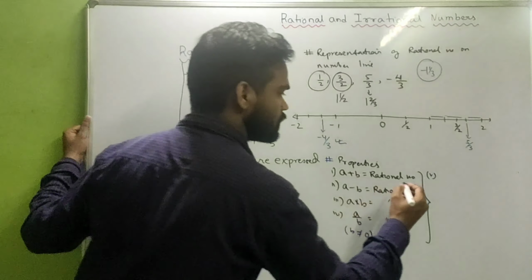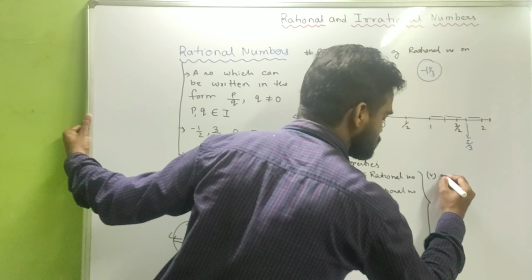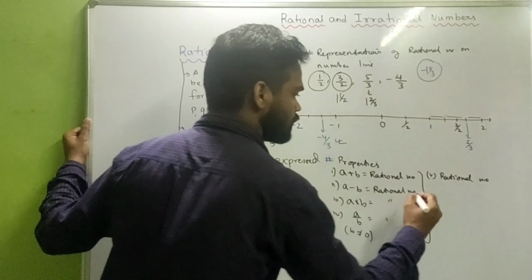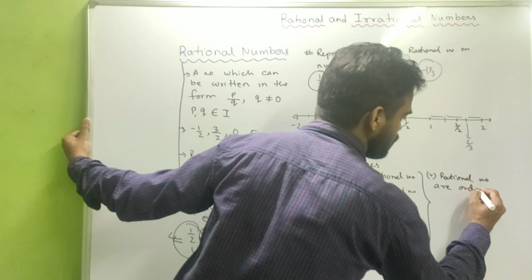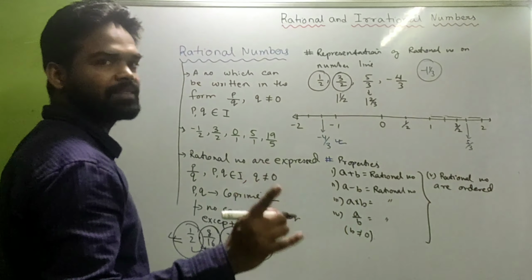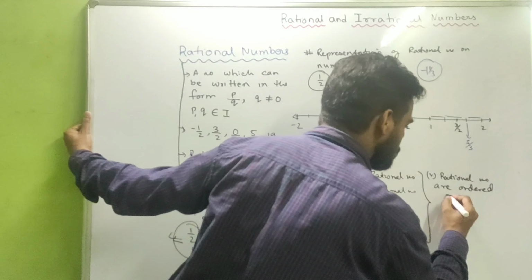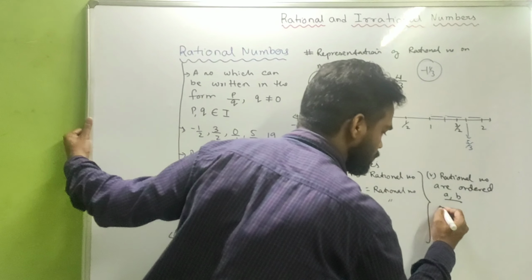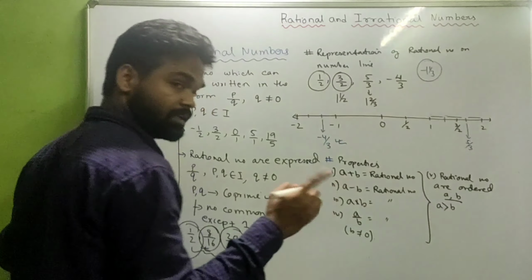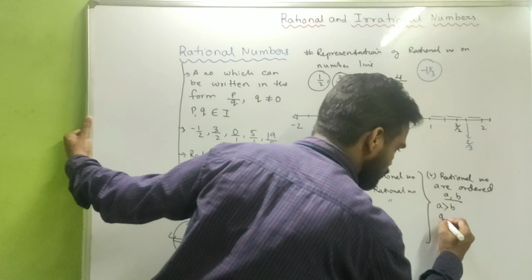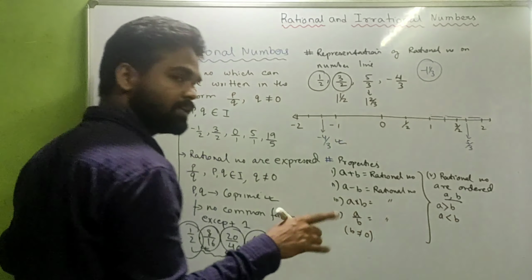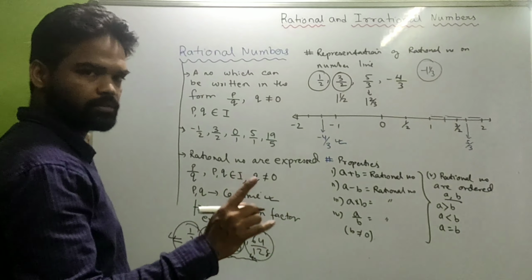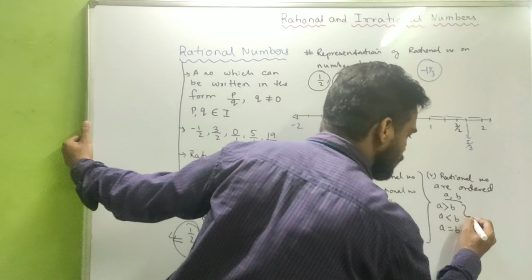Then this is interesting. Rational numbers are ordered. What do I mean by that? Suppose you take 2 rational numbers, then 3 cases will arise. The first one will be greater than the second one, or the first one will be less than the second one, or the 2 of them could be equal. This is trichotomy.